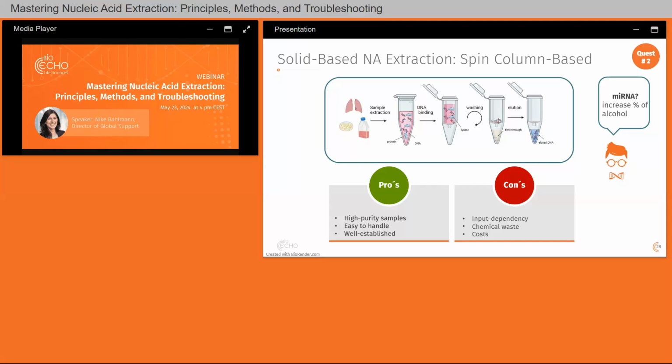Just a tip from my side, a lot of people are looking for microRNA as well. If you are faced with such a study, you can, for instance, increase the amount of alcohol, because the alcohol here helps the DNA interact with the membrane. If I increase the amount of alcohol, I usually bind, let's say, smaller fragments, which microRNA definitely is. If you have questions to that, please feel free to share them with us.